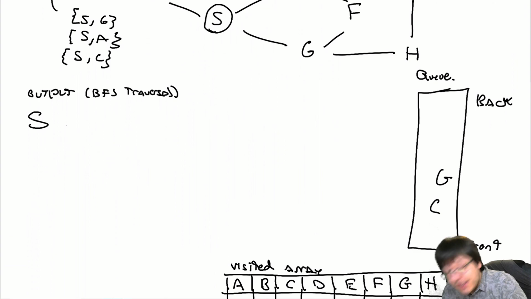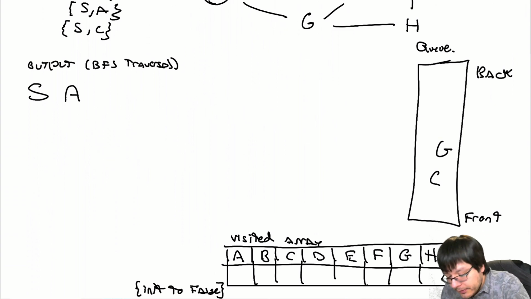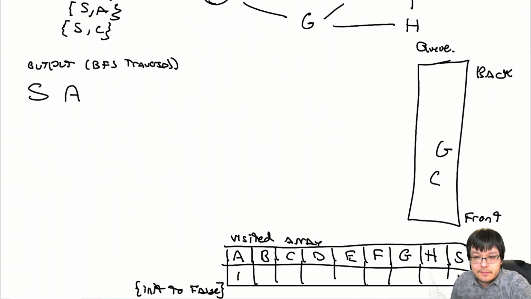And now when you dequeue it, now you add it to your output. Now you add it to the output, not before, okay? You can mark it as visited and you're good to go.